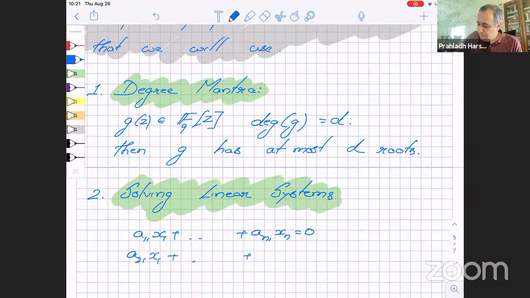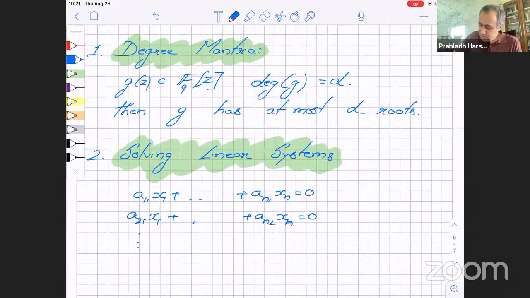So suppose I give you a set of equations of the form a11 x1 + ... + a1n xn = 0, a21 x1 + ... + a2n xn = 0, and so on. So I give you m such equations.